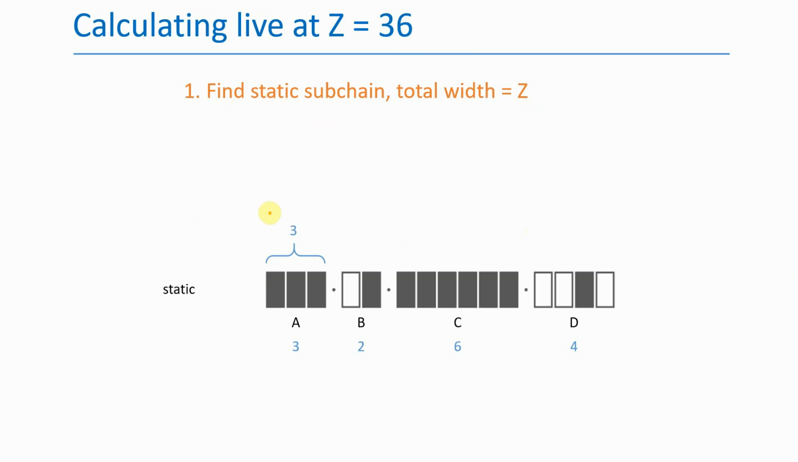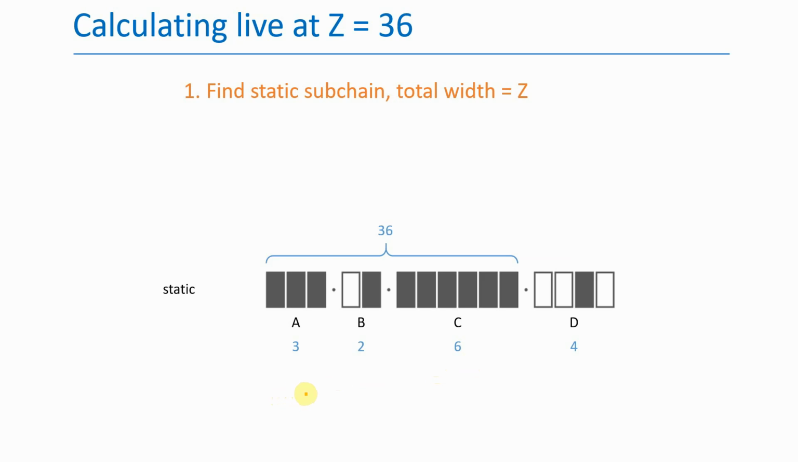So, factor A is size 3. Factors A and B together give us 3 times 2, which is 6. Factors A, B, and C together give us 3 times 2 times 6, which is 36. That gives us our subchain, so we're done with step 1.